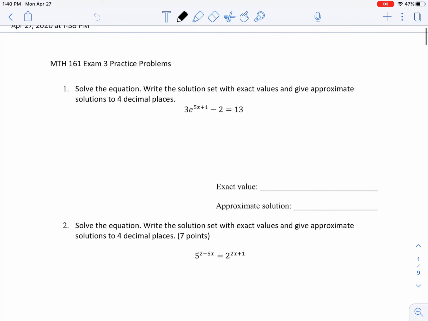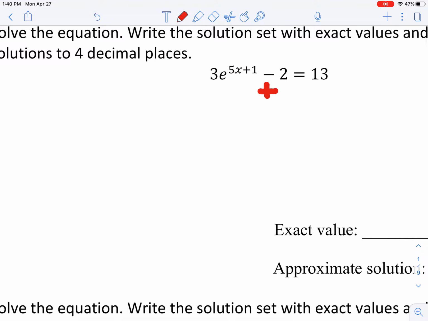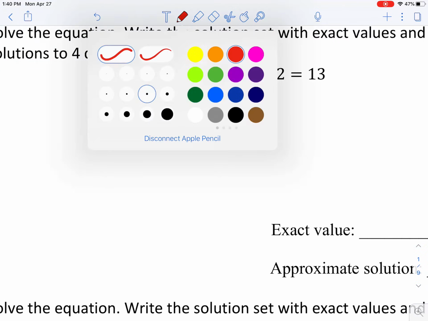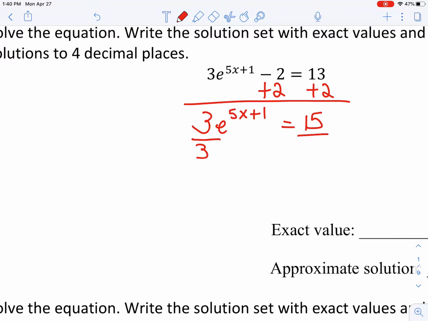We're going to go ahead and solve for x, which is stuck up there. Let's add 2 to both sides. Whoopsie, that's a little too big. Add 2 to both sides. Then you have 3 times e to the 5x plus 1 equals 15. Now divide both sides by 3. e raised to the 5x plus 1 equals 5.